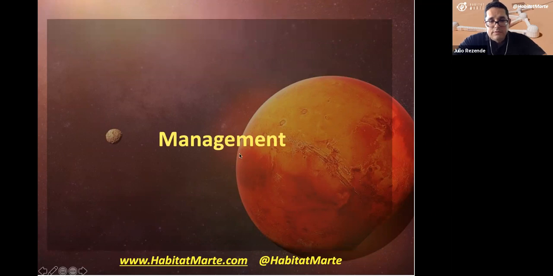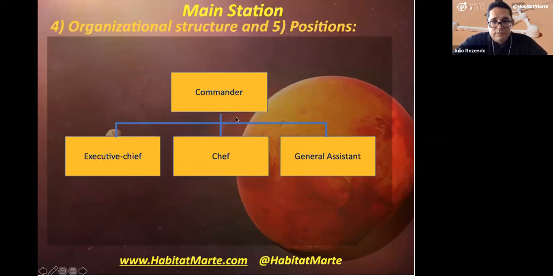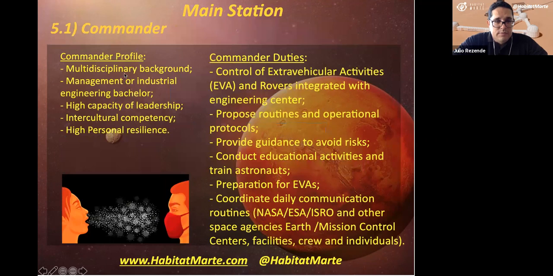Now, the third topic of this presentation is related to management. In this case, we are imagining 4 positions, or 4 astronauts: the commander, the executive chief, the chef, and the general assistant. The commander is supposed to be someone of multidisciplinary background, also someone from management or industrial engineering with high capacity of leadership, intercultural competencies, and high personal resilience. Some duties are to control the extravehicular activities and the rovers integrated with the engineering center.